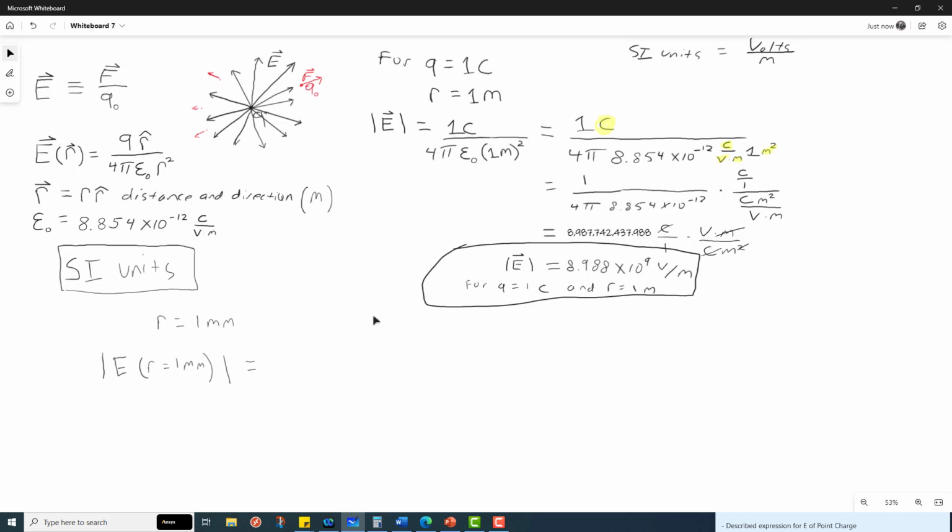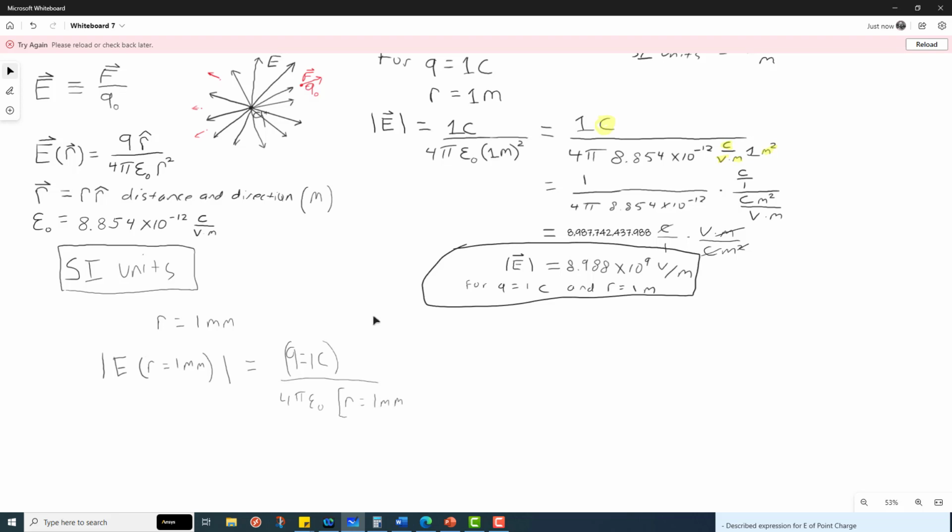We're going to drop the vector signs. We're going to go ahead and say Q. Let's put that in explicitly. We're going to say 1 coulomb, and it's divided by this 4 pi epsilon naught for our constant. And then we're going to put in brackets here R equal to 1 millimeter. And we're going to square that.